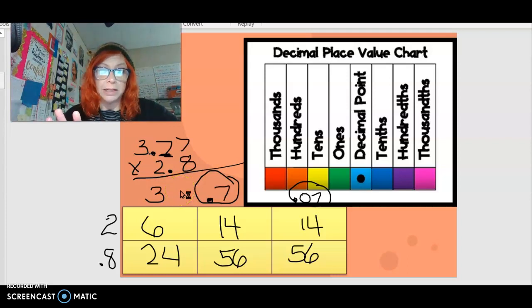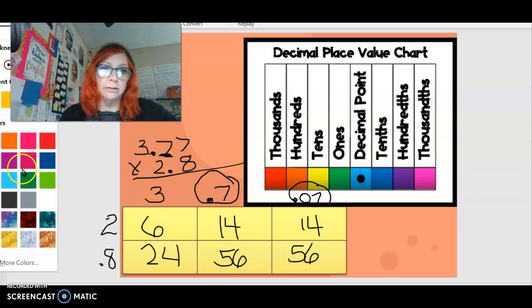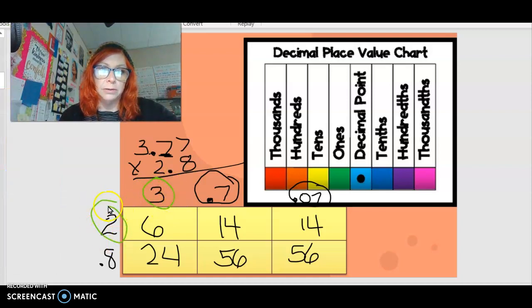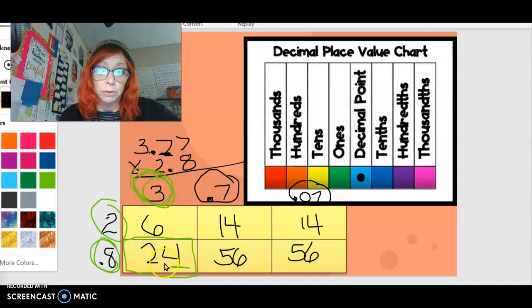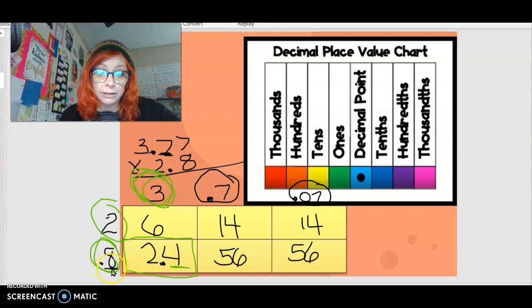Okay, now I have my multiplication done. Now I need to deal with my decimals. Does the 3 or the 2 have any decimal numbers or parts of a whole? No, there's none. So I don't have to put a decimal here. But this 3 does not have a decimal, but this 8 does. So this box right here is going to have a decimal. How many decimal places are to the right of the 8? Just one. So I just have to have one here, which means the decimal will go here because I have one number to the right of the decimal here and one number to the right of the decimal here. Okay, good. All right, let's do the next one.